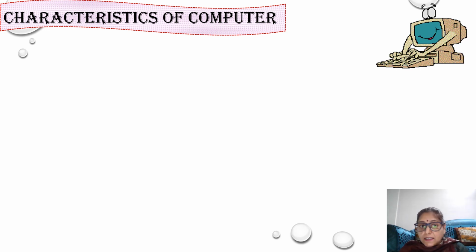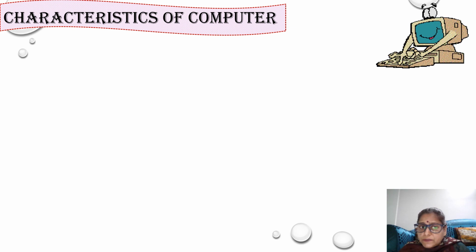Okay children, now we are going to understand the characteristics of computer, means features of computer, right? Children, a computer is a powerful and useful machine, right? It is used in many different fields, like hospitals, schools, banks, like that, right? So because of these characteristics, let us have a look at some of them. Means let us understand the features of computer.